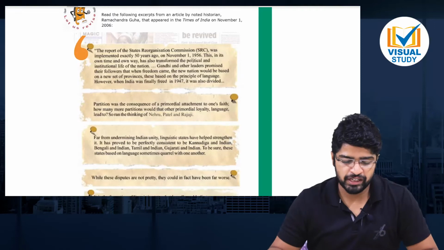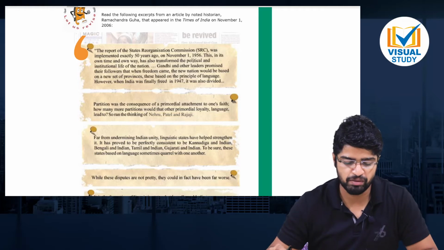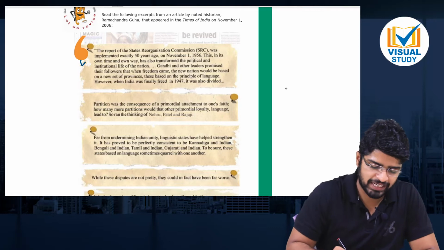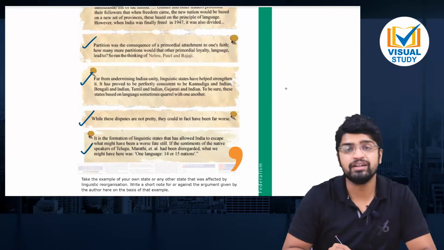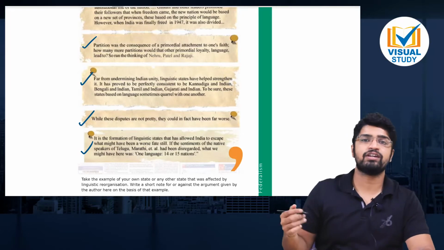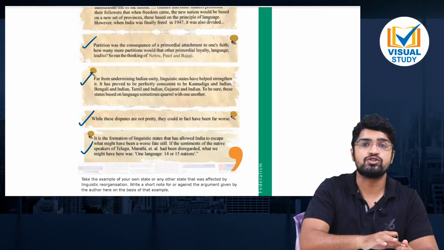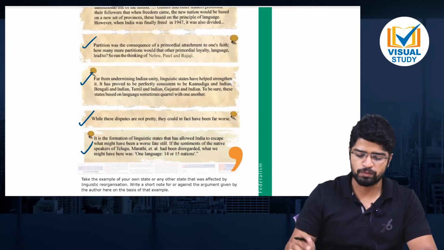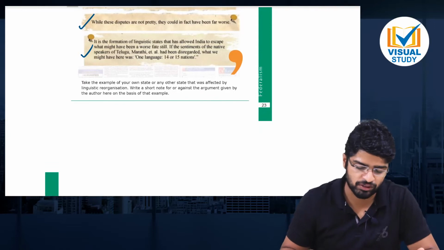Okay, now read the following excerpt from an article by noted historian Ramchandra Guha that appeared in the Times of India, November 2006. You can read this to see the views of great economists, historians, and politicians who have studied historical politics in general, regarding government formations. You can read this in later stages.